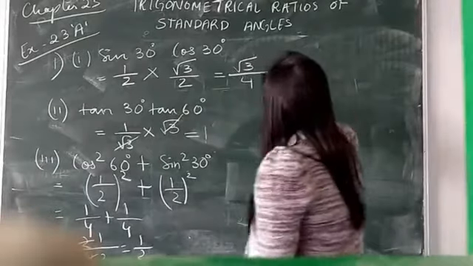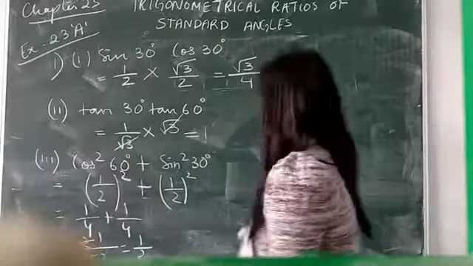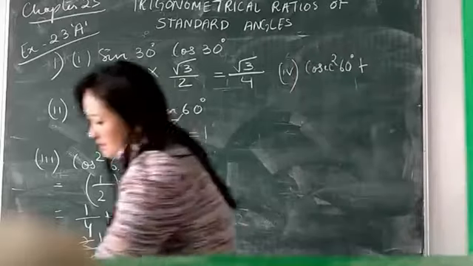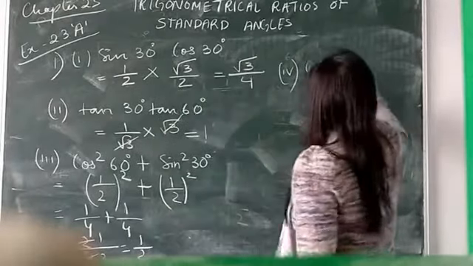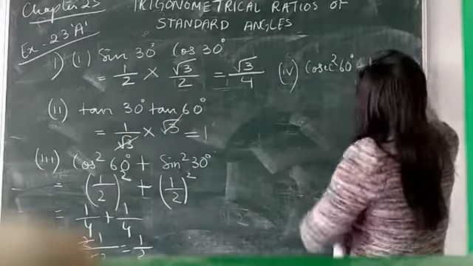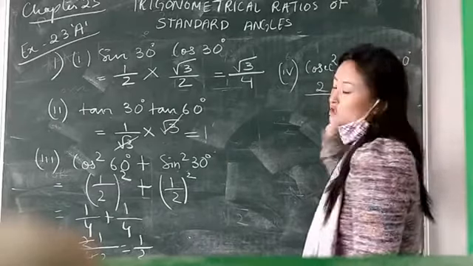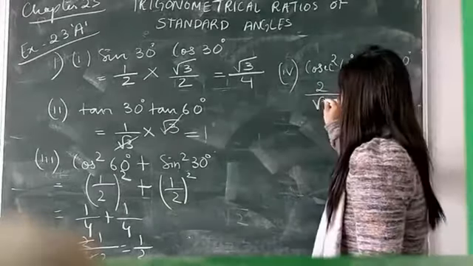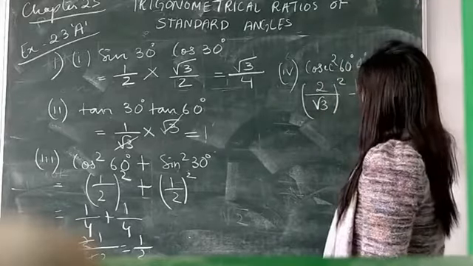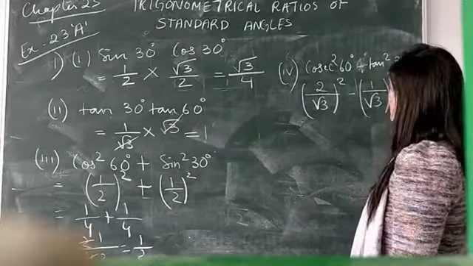Okay. So number 4. What do you have in number 4? You have cosec squared 60 degree minus tan squared 30 degree. What is your cosec 60 degree? It is what your sec 30 was, which is 2 by square root of 3. There's a square, so we write square here, minus what is your tan 30? Tan 30 is 1 by root 3 whole square.